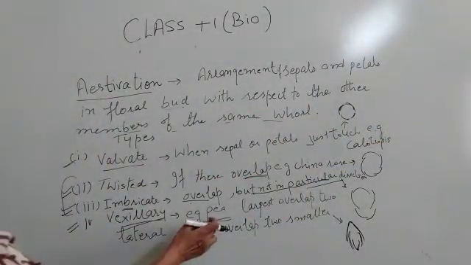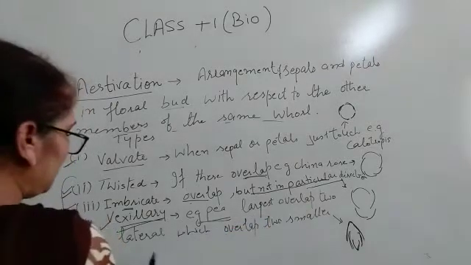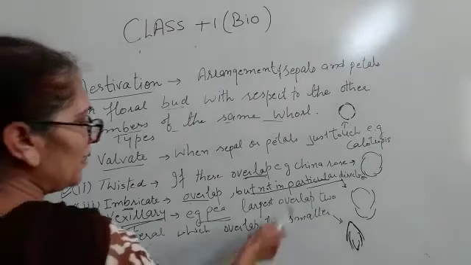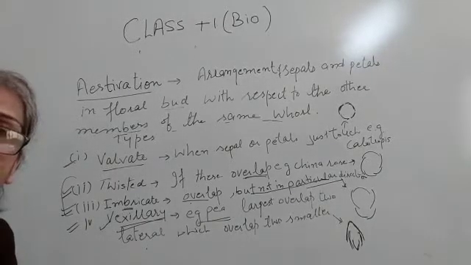So this type is found in the pea and we call it vexillary type of aestivation. Clear? In this case, the largest overlaps the two lateral ones, which overlap further two smaller ones. Clear? So these are the different types of aestivations, right?